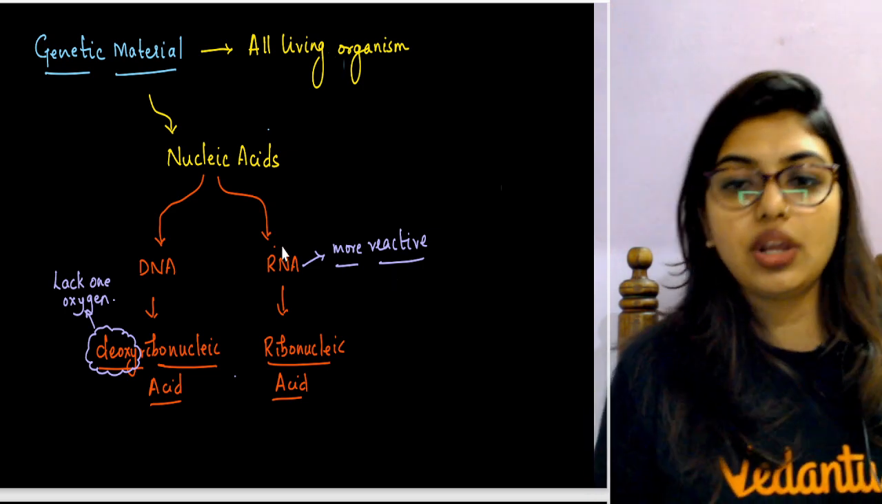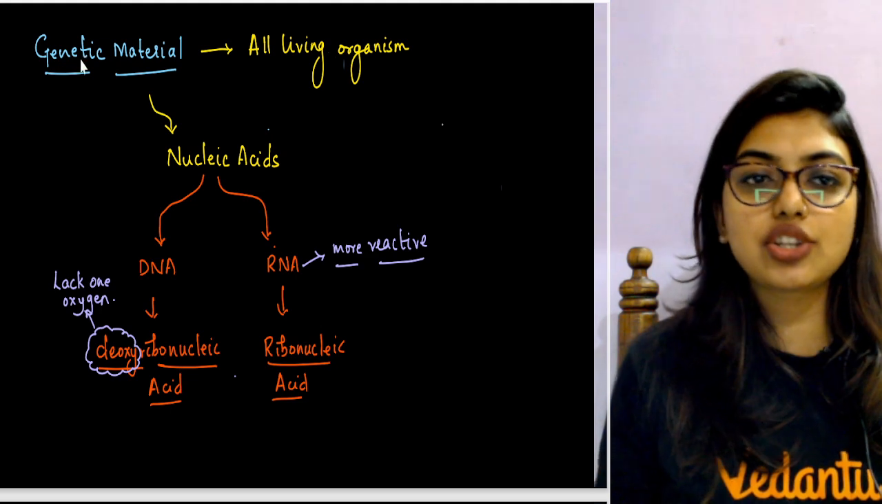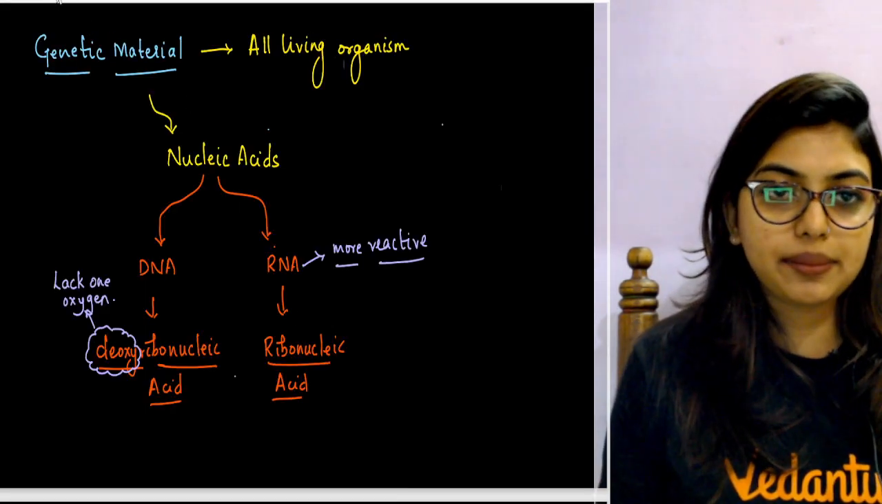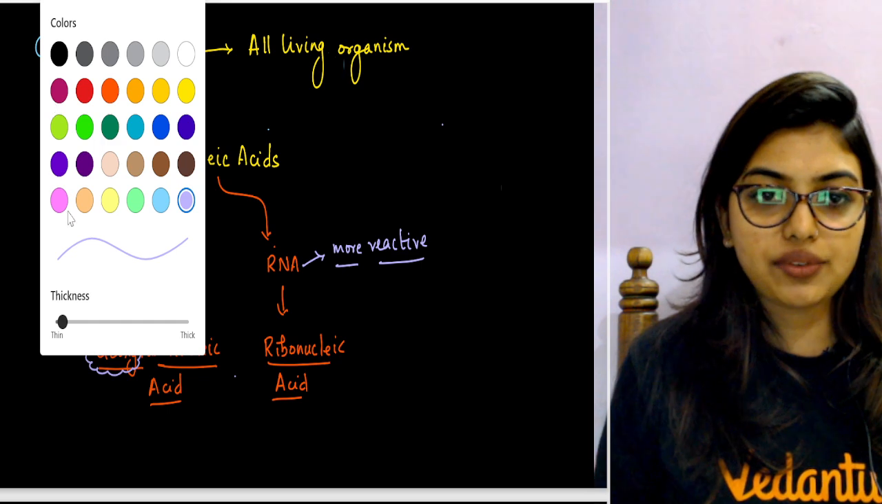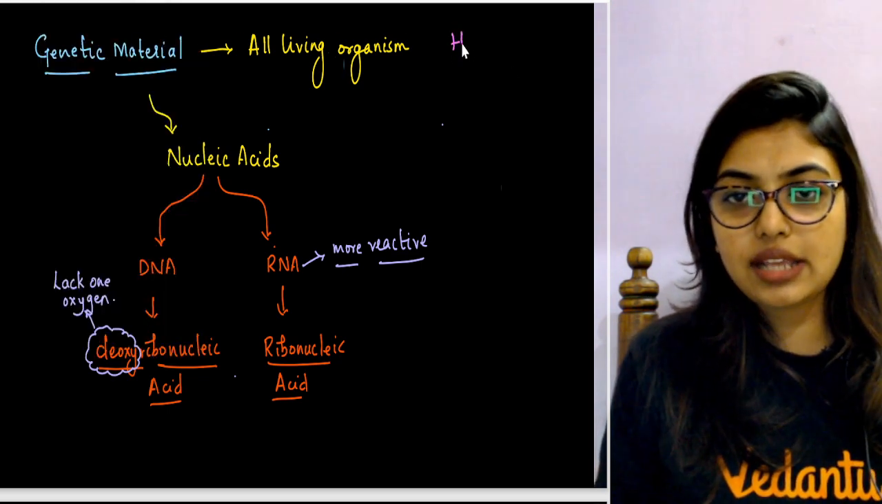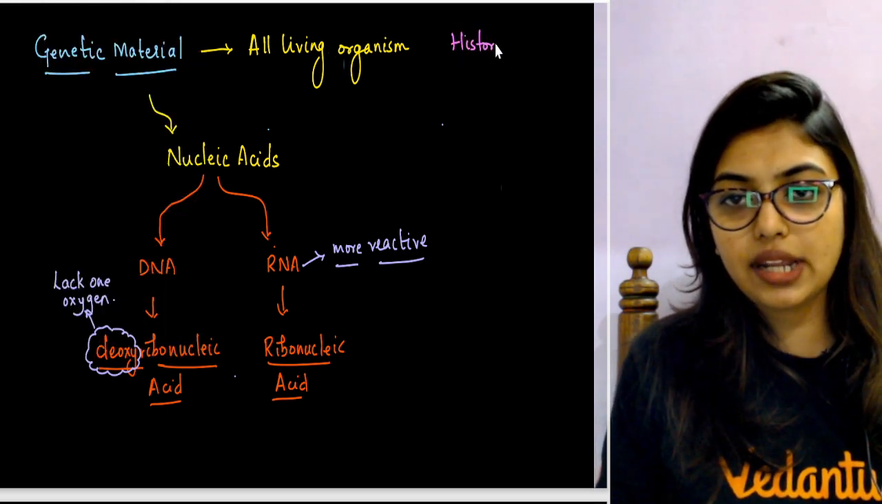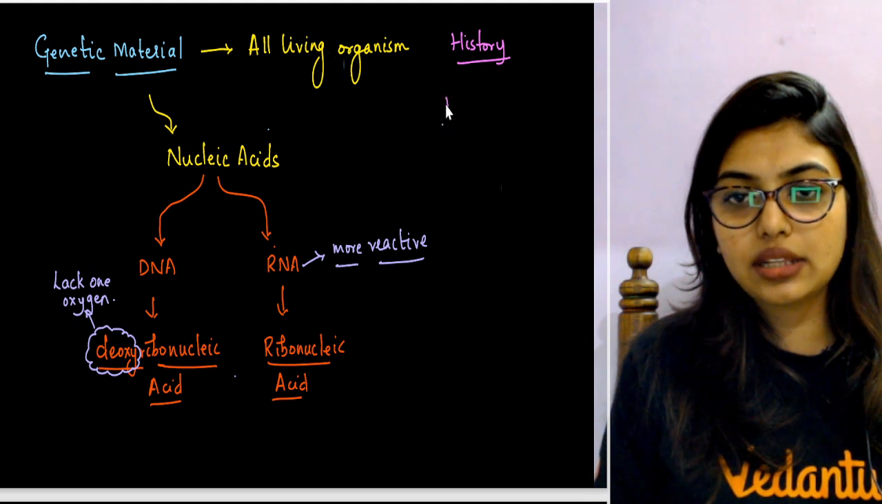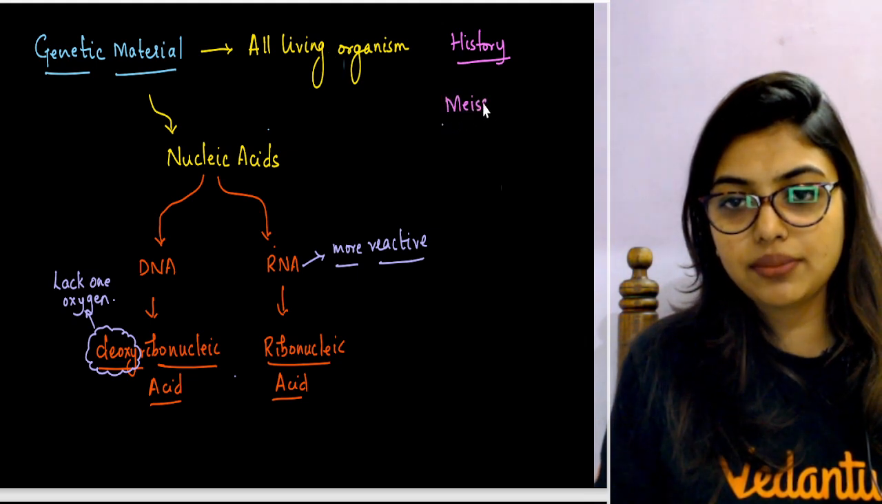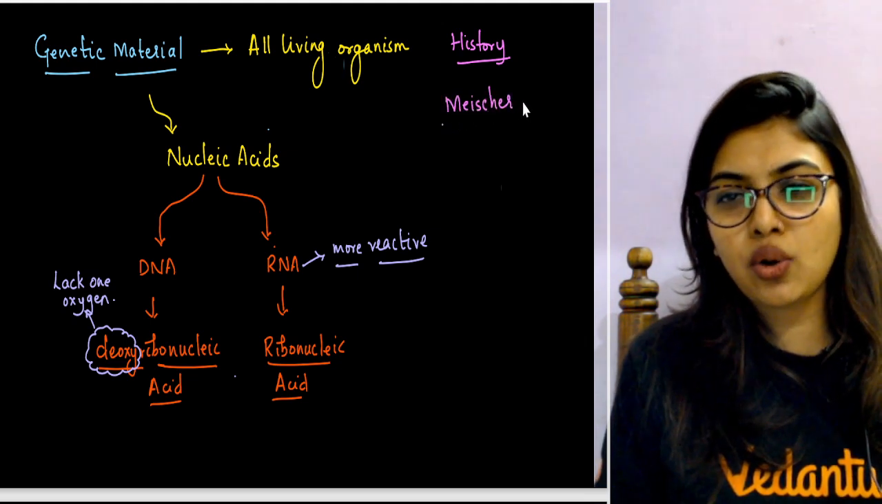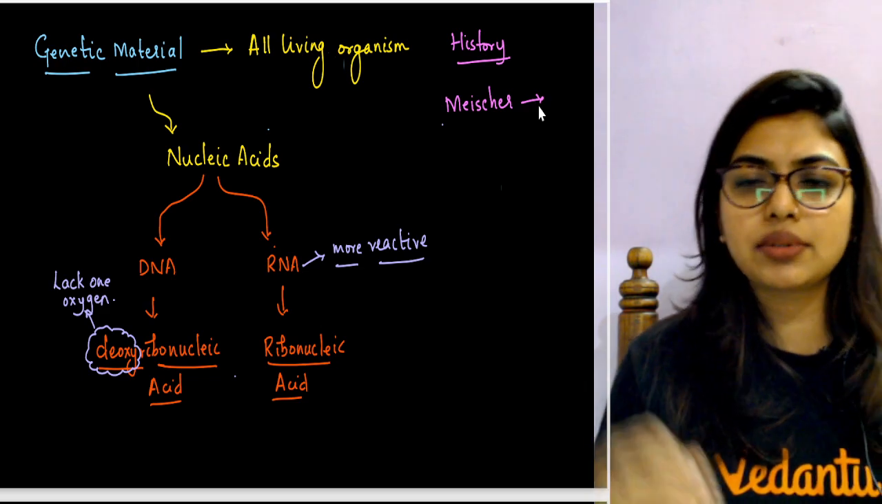Chalo. Now students, a little bit about the history of DNA. As I told, it was none other than Frederick Michel. He was working on pus cells.